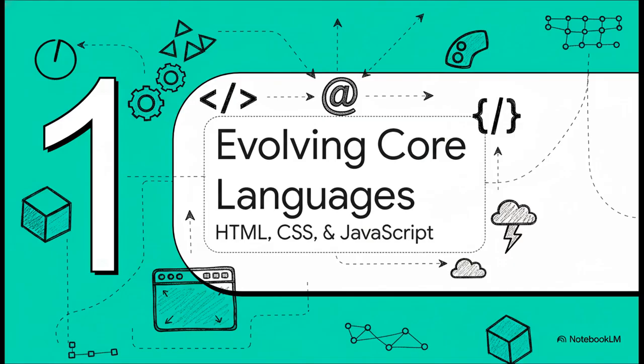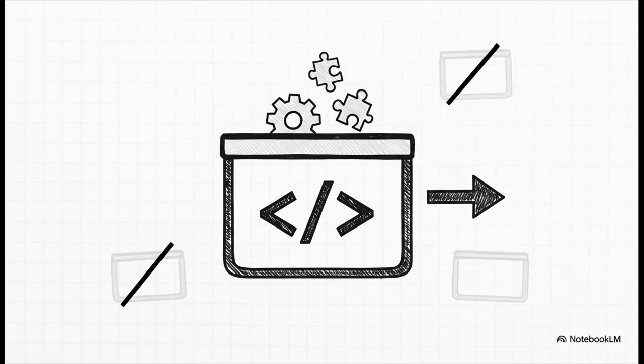And where better to start than with the absolute fundamentals, the building blocks of the entire web: HTML, CSS, and JavaScript. You might think these languages are kind of set in stone, but they're getting some seriously powerful upgrades. We're talking brand new features being baked right into the core languages themselves. What that means for developers is we can write cleaner code and we don't have to lean so heavily on all those external libraries anymore.